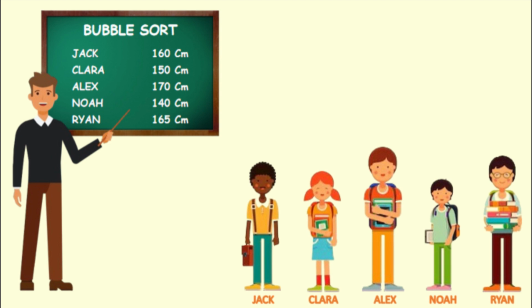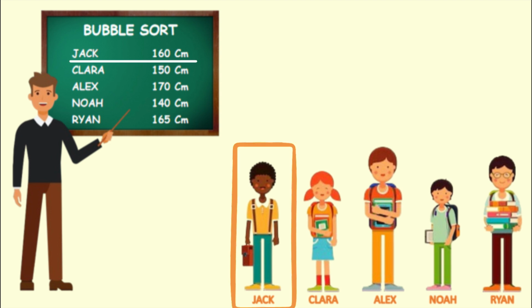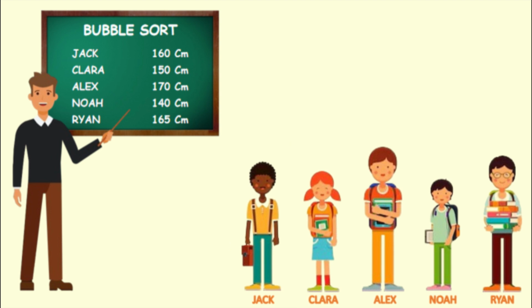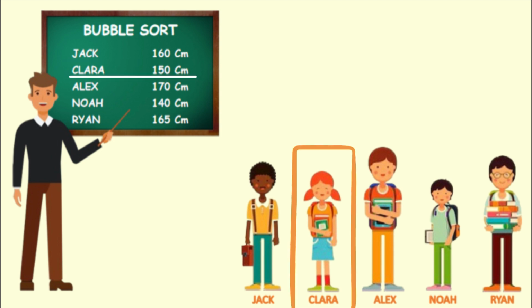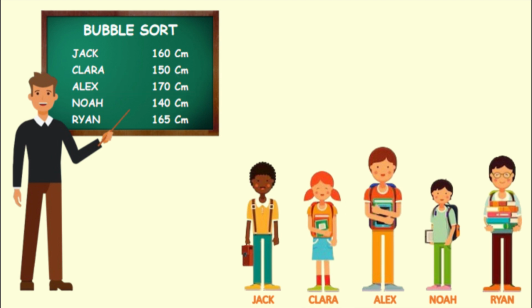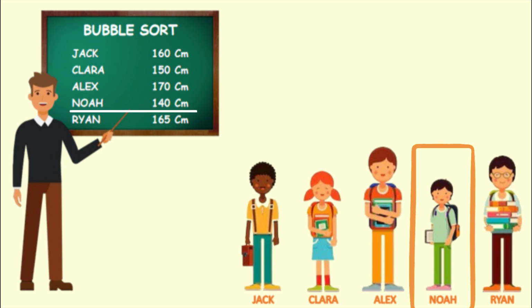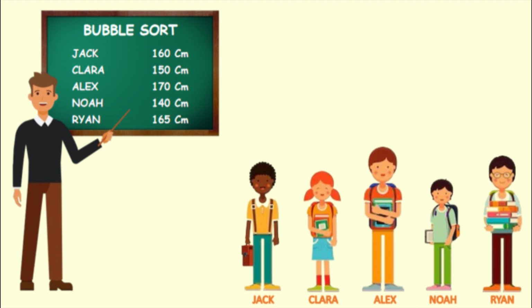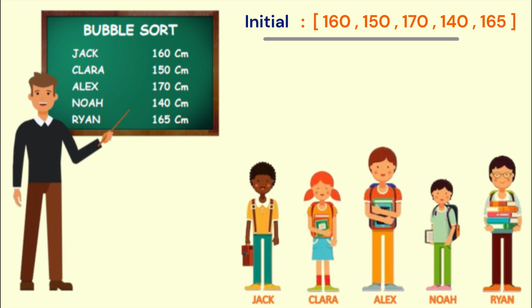The students are lined up in the following order. First, we have Jack at 160 centimeters, followed by Clara at 150 centimeters, Alex at 170 centimeters, Noah at 140 centimeters, and finally, Ryan at 165 centimeters. So, our initial array of heights looks like this.